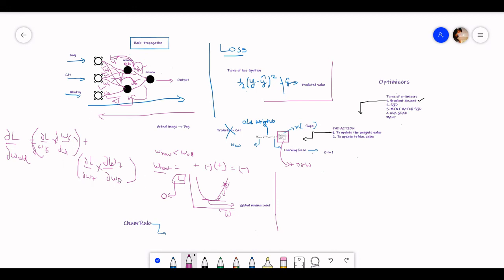So similarly, we can write our derivative of loss with respect to W old. And we can see that del W6 cancels with W6, and del W7 will be cancelled by W7. Similarly, it will cancel out all these values and it will become equal to derivative of loss with respect to derivative of W old.